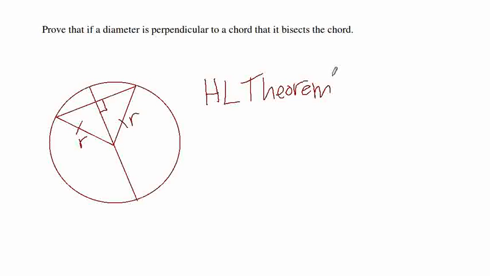Now we know that the right triangles are congruent, and by the fact that congruent parts of congruent triangles are congruent, we know that these sides are congruent. So look at what we've just established. The two parts of the chord formed from the diameter are congruent. So the diameter divided the chord into two congruent pieces. By the definition of bisection, that diameter is bisecting the chord. So that completes our proof.